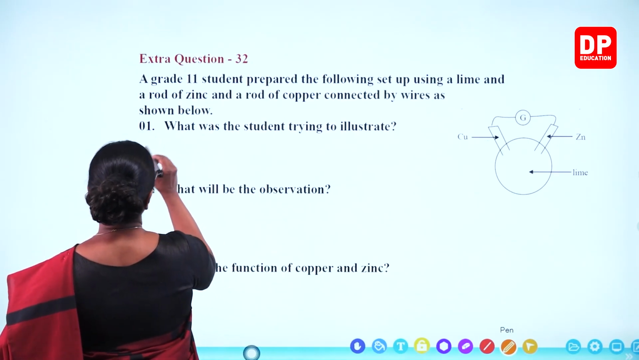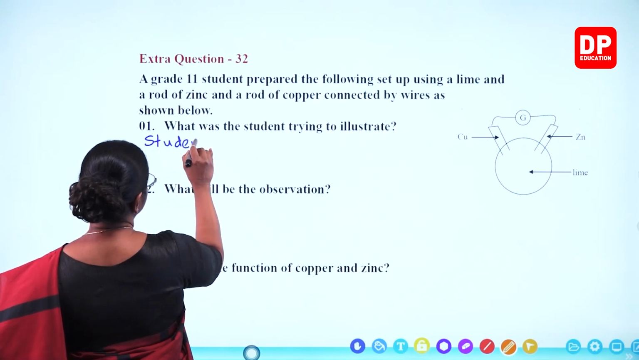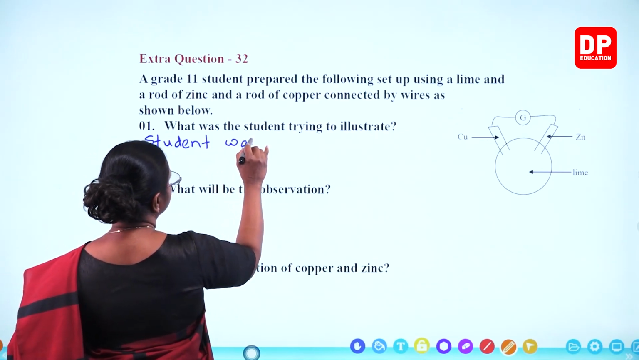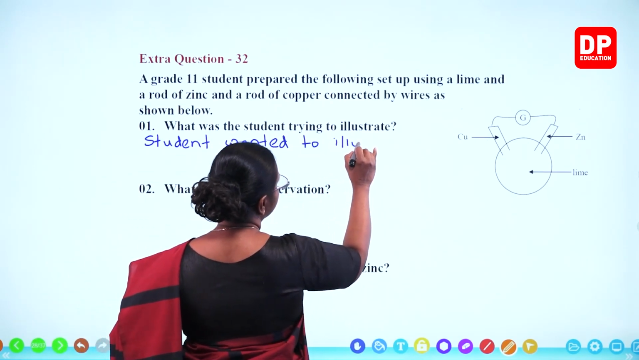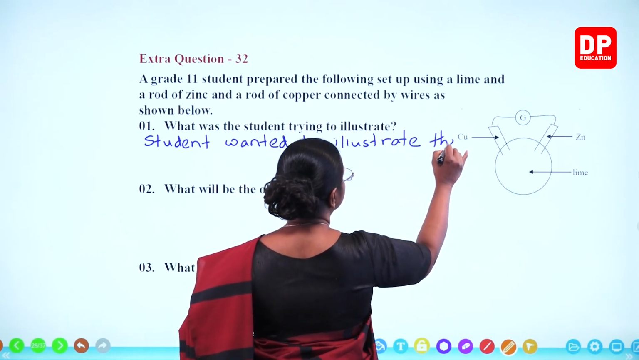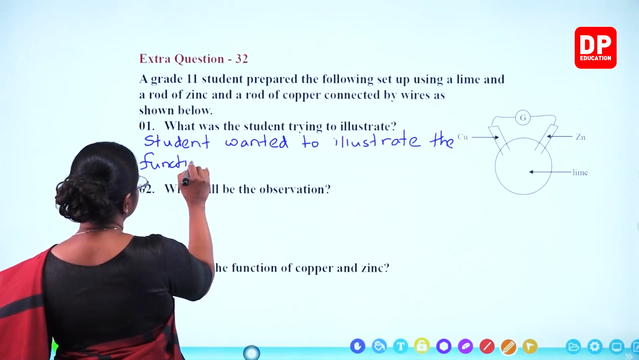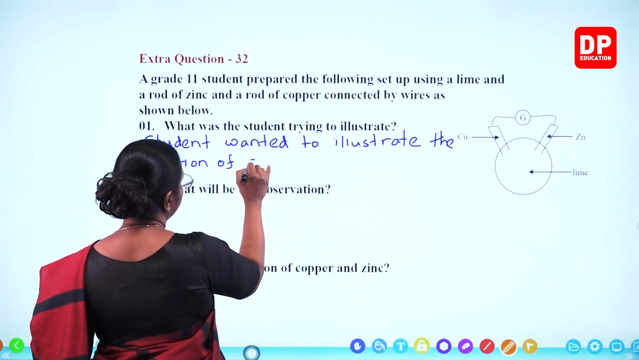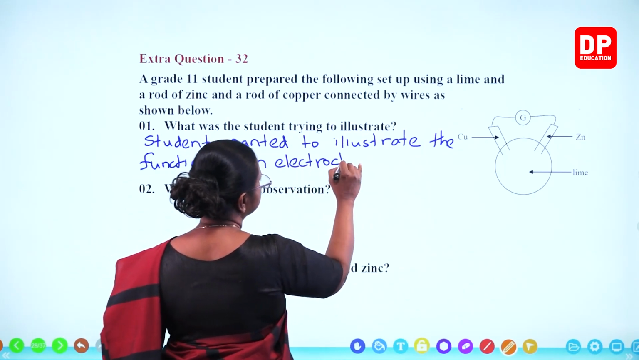So we can say the student wanted to illustrate the function of an electrochemical cell.